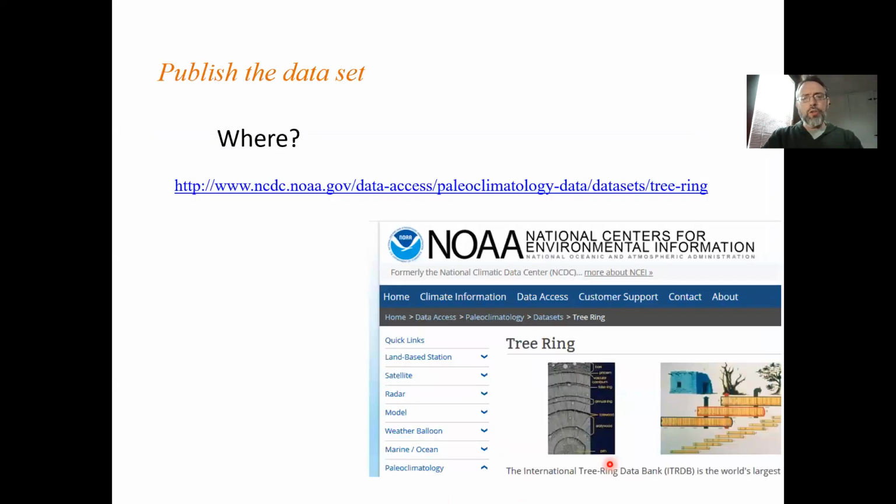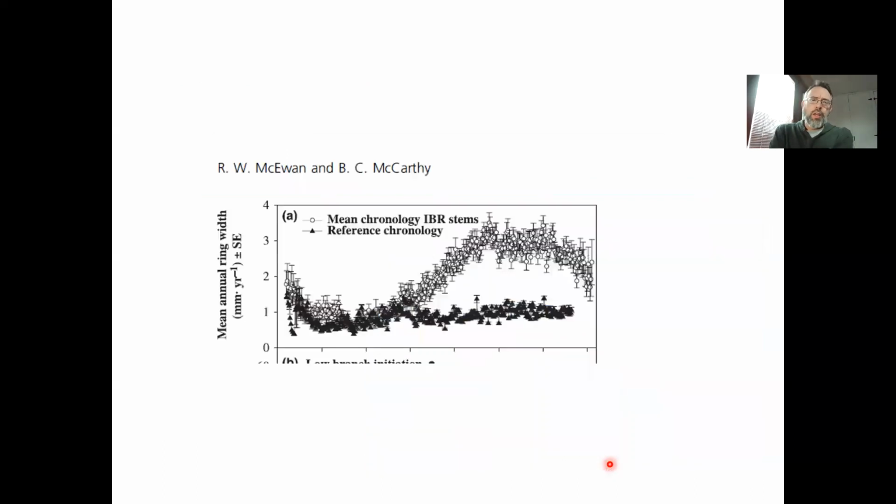Okay, how do you do that? Well, there are lots of places where you can publish data sets. You can post it to a NOAA thing called the International Tree Ring Data Bank. In one of my papers years ago, I used a reference chronology. This reference chronology right here, see this one? Those are data from the International Tree Ring Data Bank. Somebody else can use it in the future, and I cited the person.